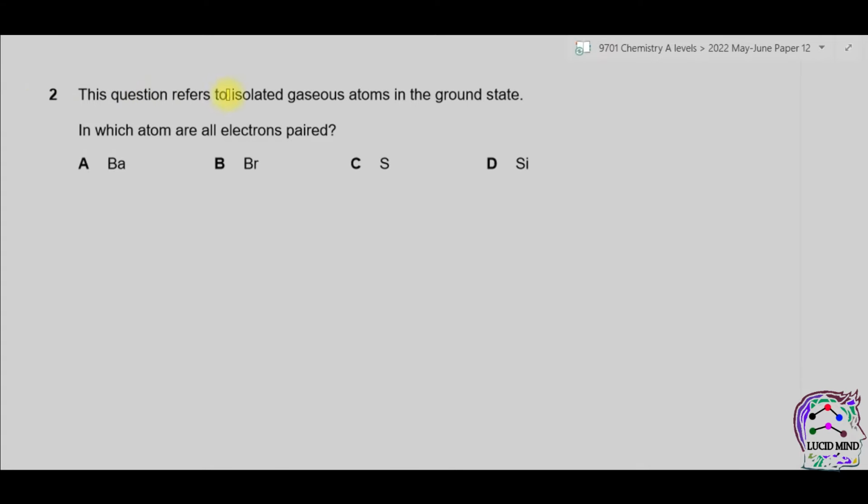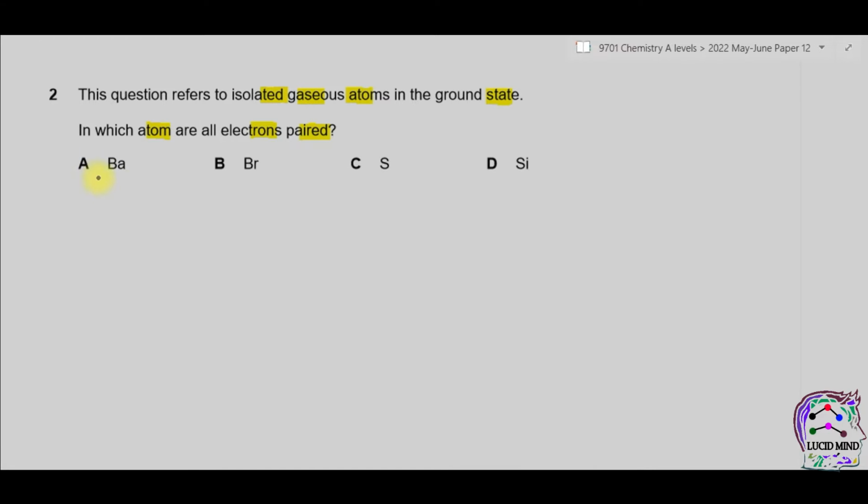Question 2. This question refers to isolated gaseous atoms in the ground state. In which atom are all electrons paired? We have to find out the electronic configuration in the outermost shell and see whether the electrons are paired or unpaired. For this, you must know about the atomic numbers. Let's look at the periodic table.